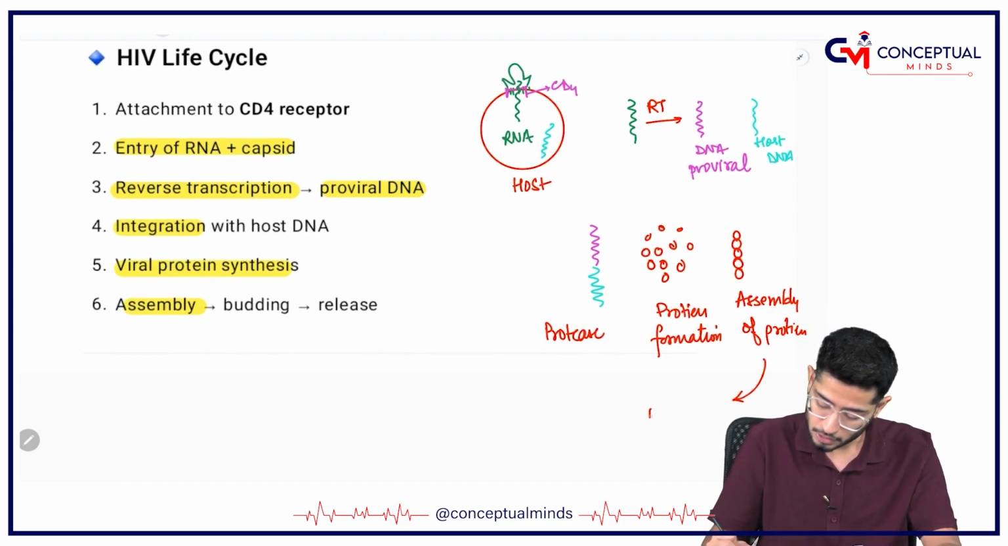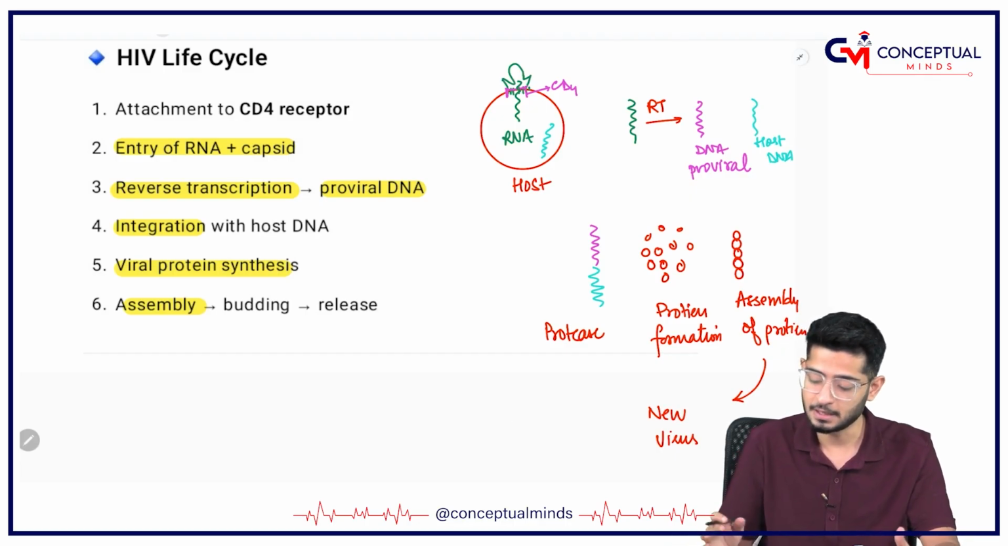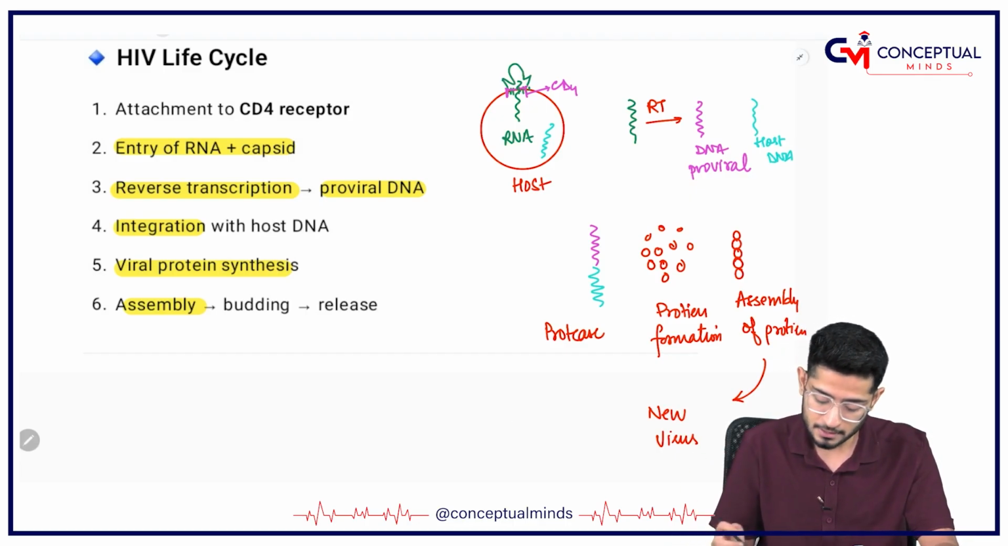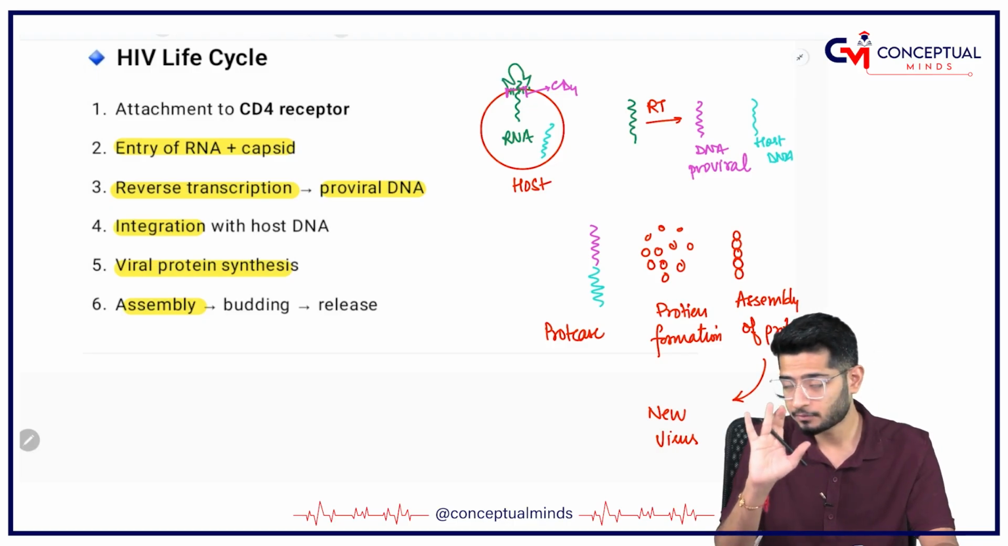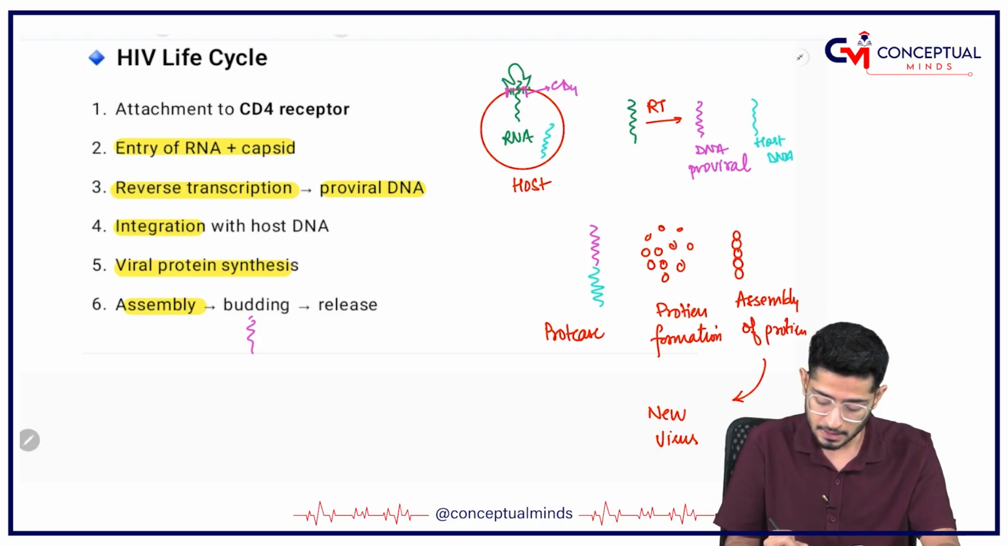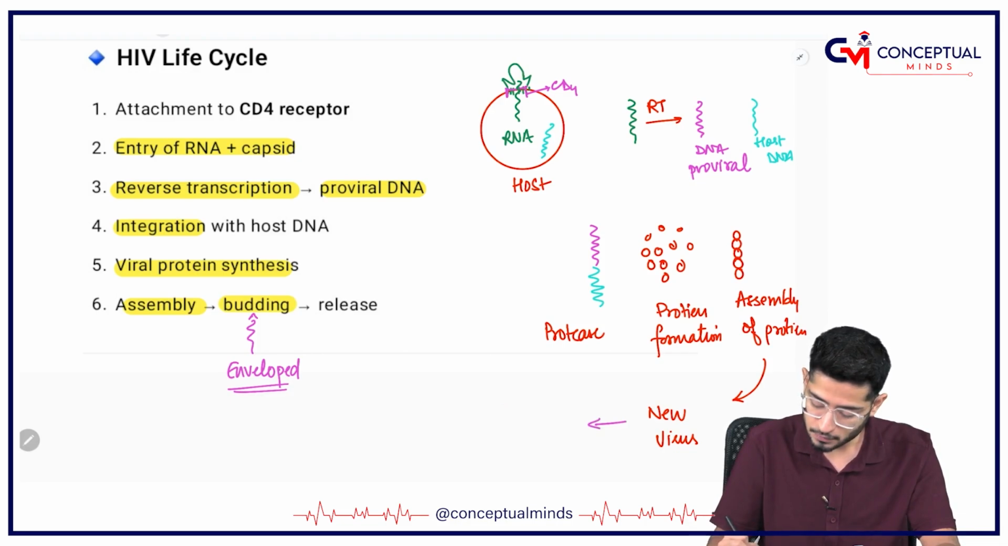This leads to the formation of new virus, because the genetic material is there and the proteins are there. And because these are enveloped viruses, this concept I have clearly told you in general virology, they are going to show budding. All the enveloped viruses show budding. So new virus is going to get released by budding.